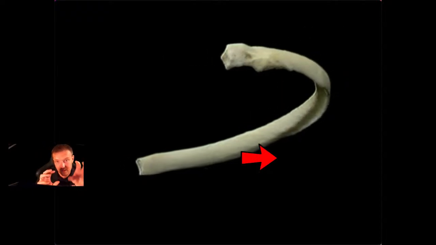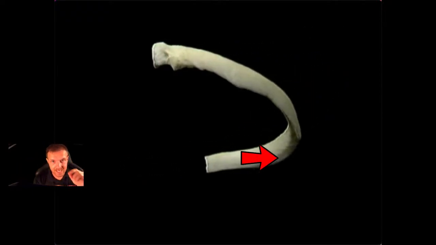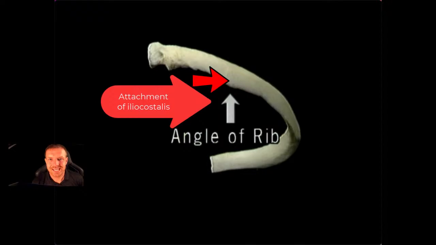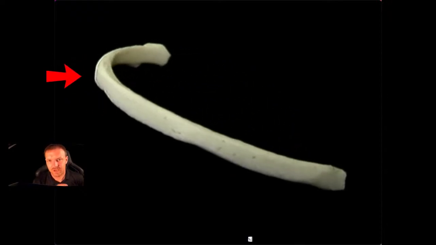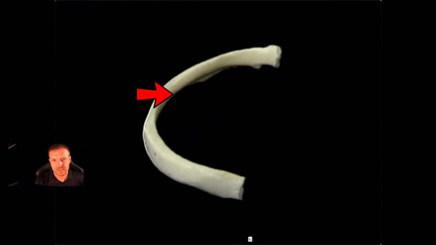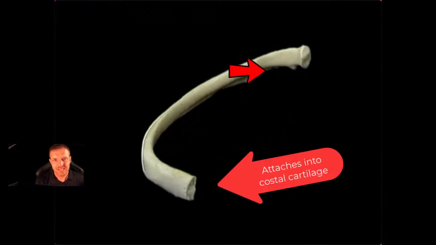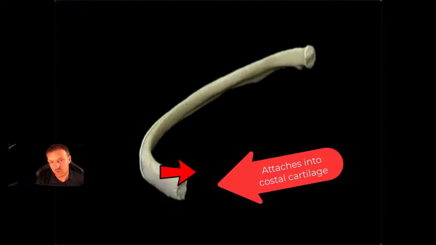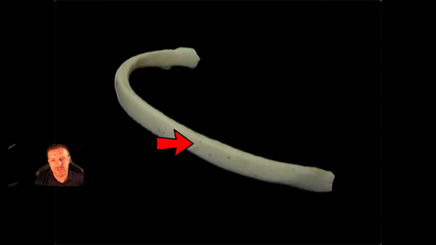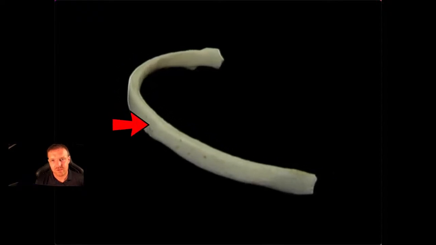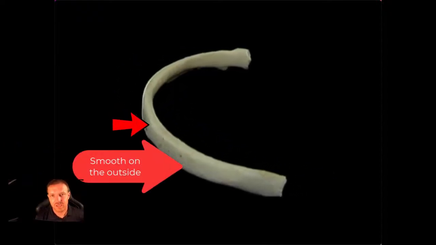In between your tubercle and your head, you've got a neck. There's an angle, and that's the attachment of the iliocostalis muscle. It creates a bit of a pull on the bone, and you get a little bit of an angle there. Then your costal cartilage attaches into there. We'll talk about that in a sec. But there is a groove underneath, so it's nice and smooth on the outside. Smooth on the outside.